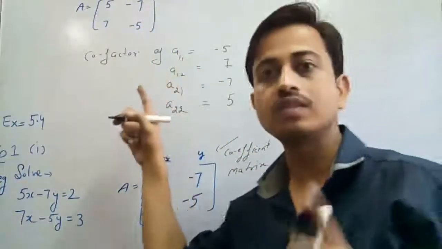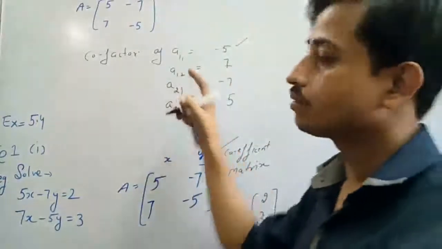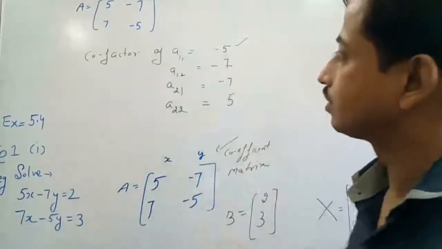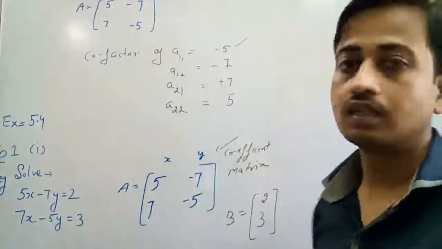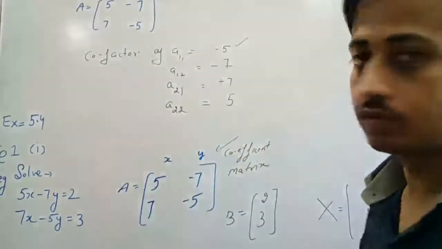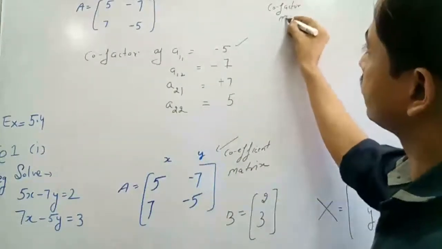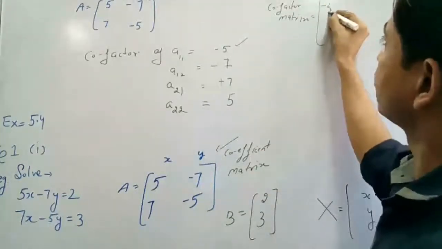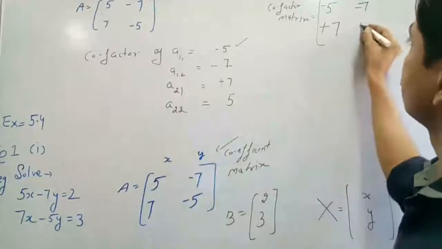1 plus 1 is 2. 2 means even. We have to retain the same sign. Now 1 plus 2, 3, odd. We have to change the sign. So we get minus 7. Now 2 plus 1, 3, odd. We have to change the sign. Plus. Now 2 plus 2, 4. It means we have to retain the same sign. That is 5. Now what is our cofactor matrix? We got minus 5, minus 7, plus 7 and 5.